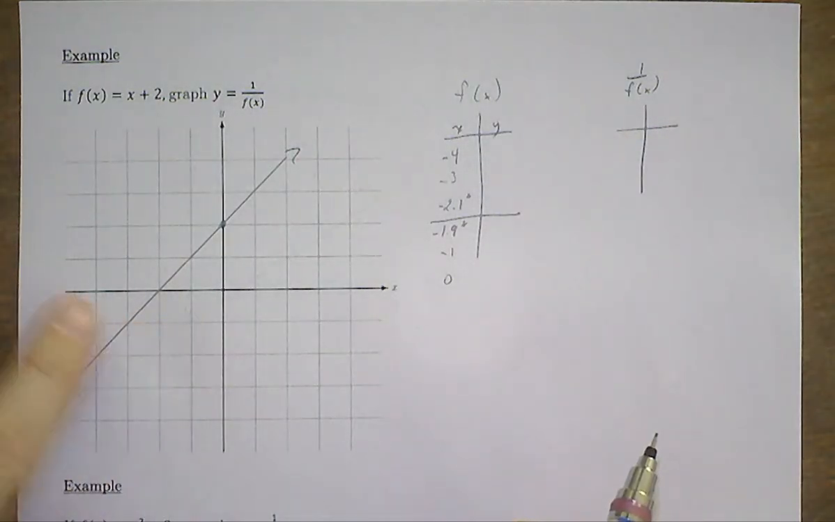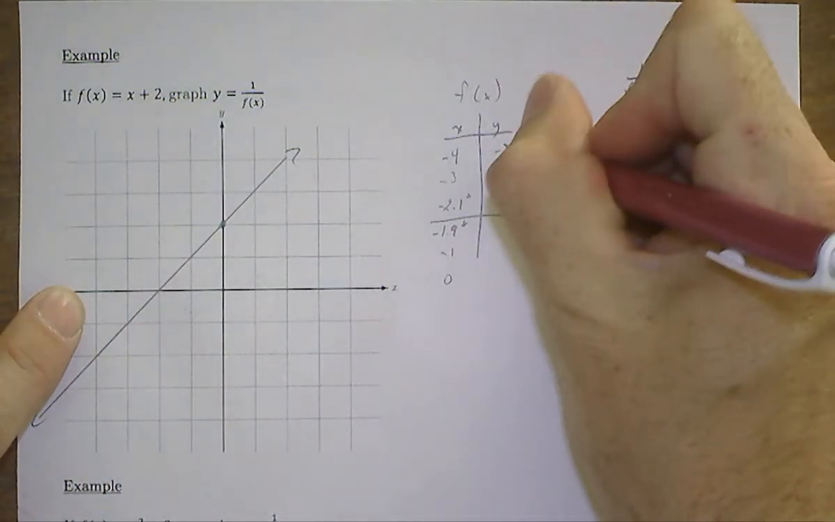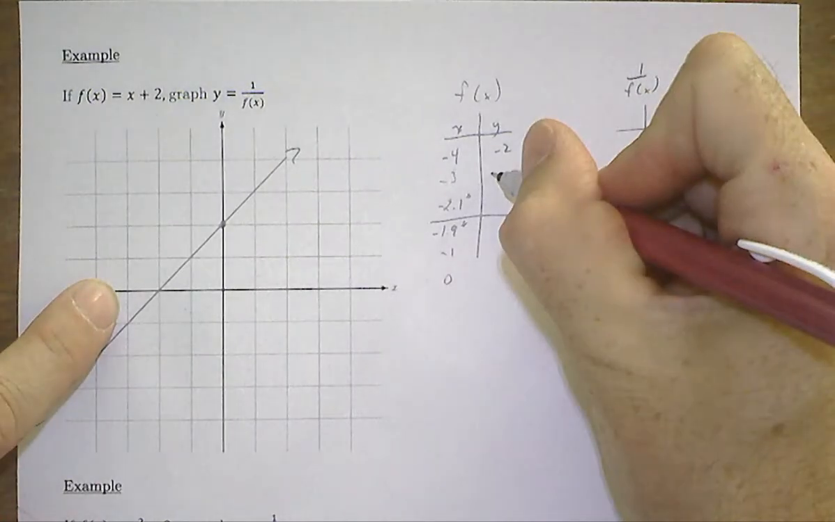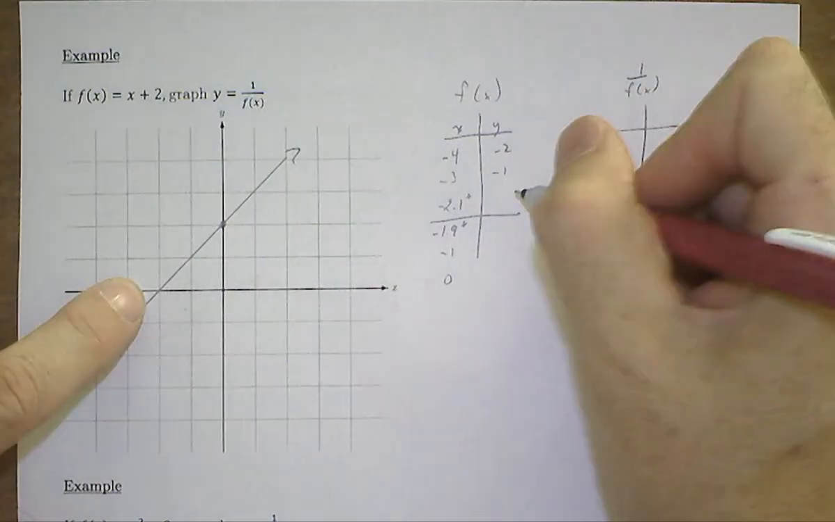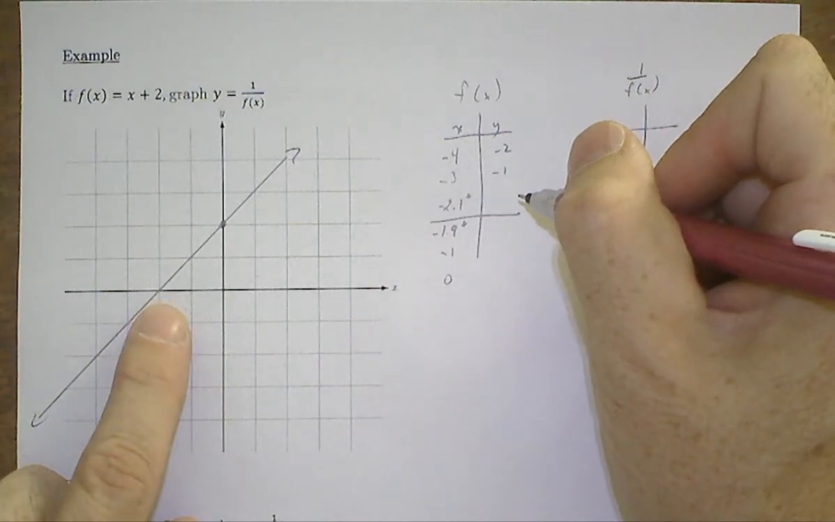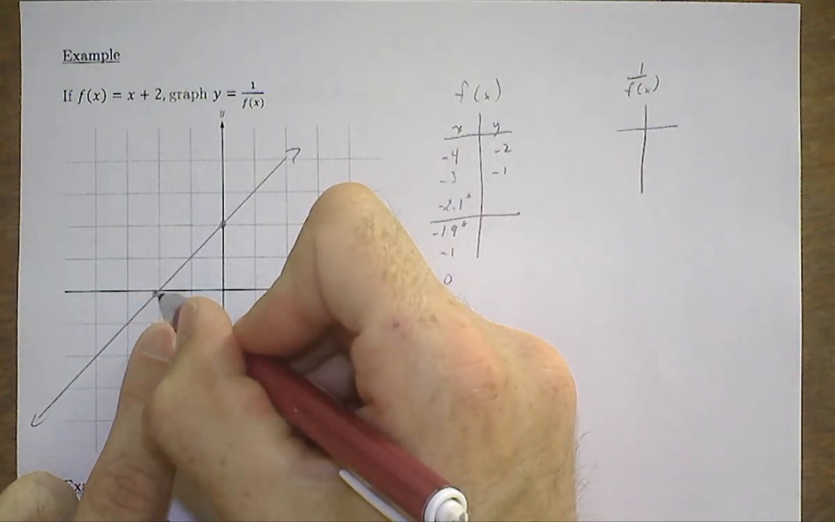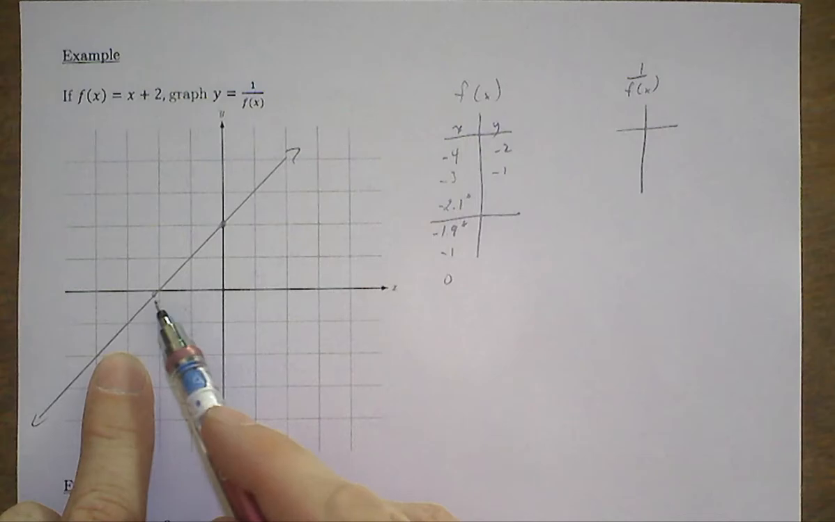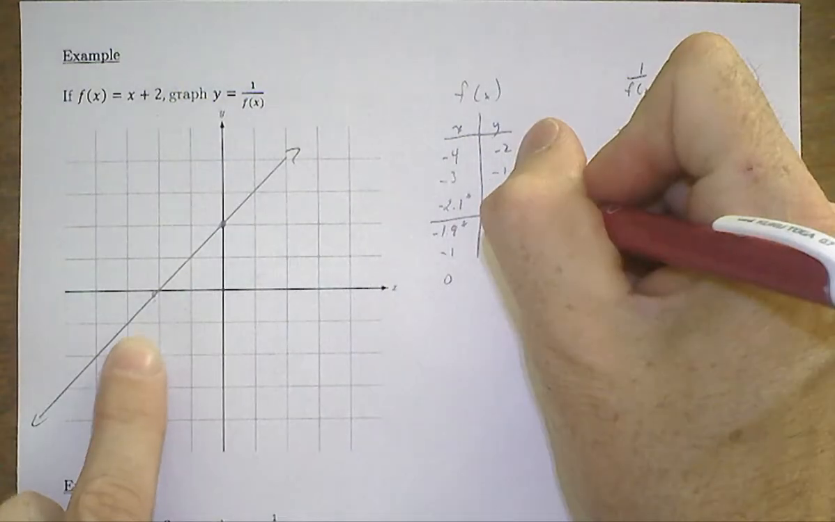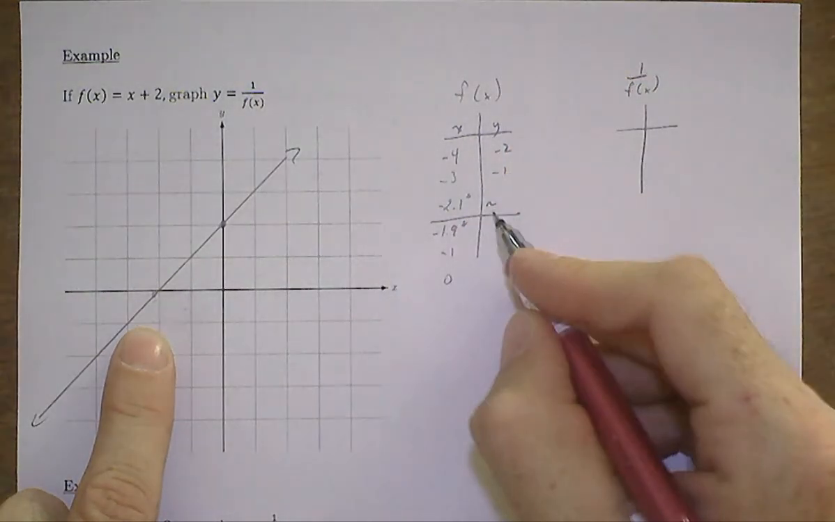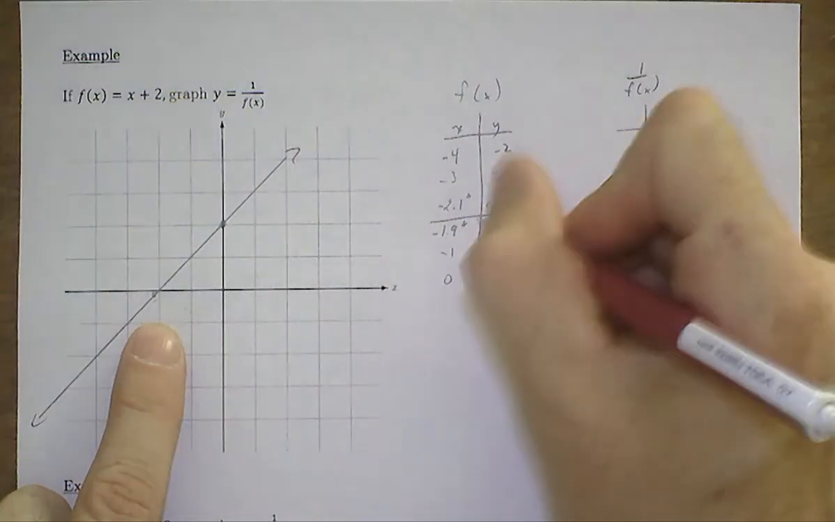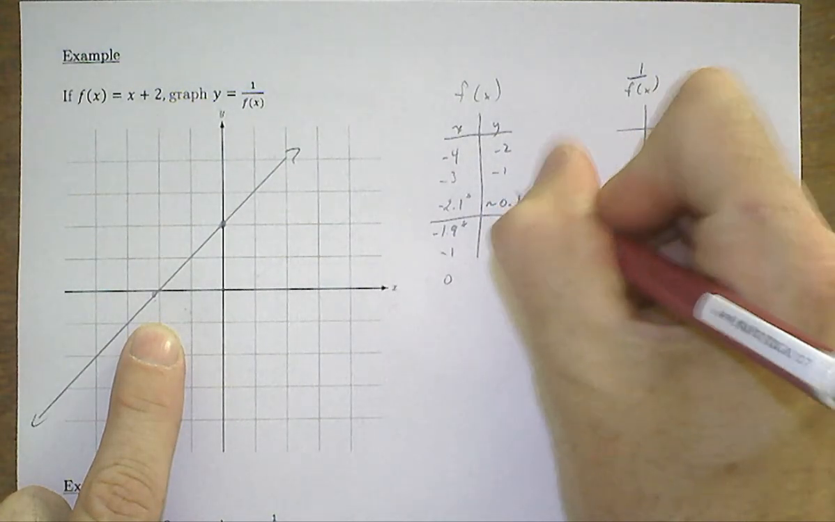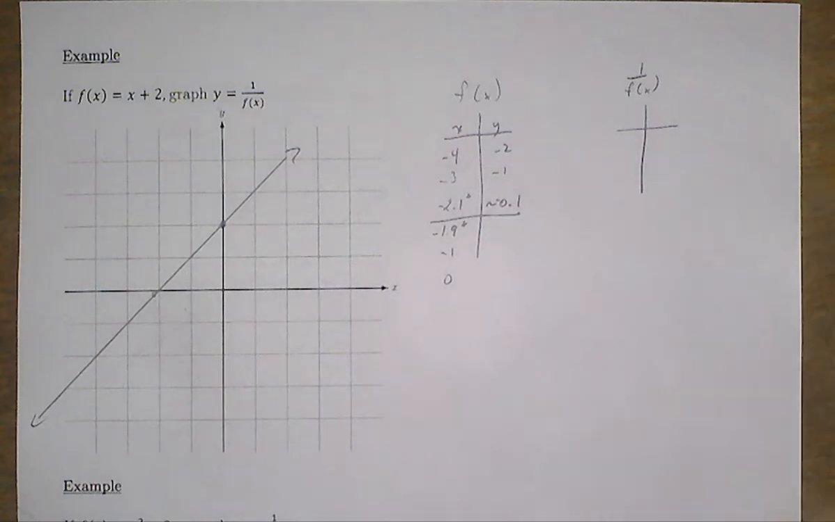So -4 has a y value of -2. -3 has a y value of -1. -2.1, I have no idea, right? I'm talking about that y value right there. All I know is I'm going to put a tilde, which means approximately. I'm just going to say approximately -0.01. And really what I'm trying to say is it's a small negative number.